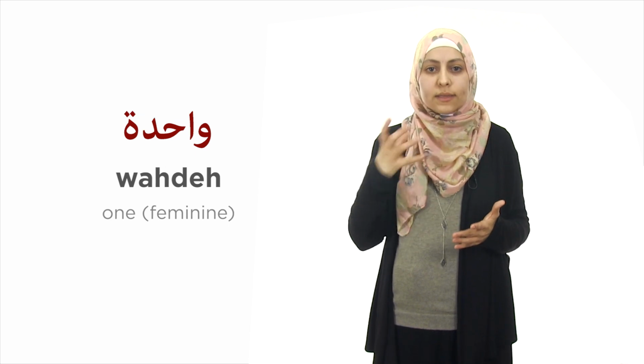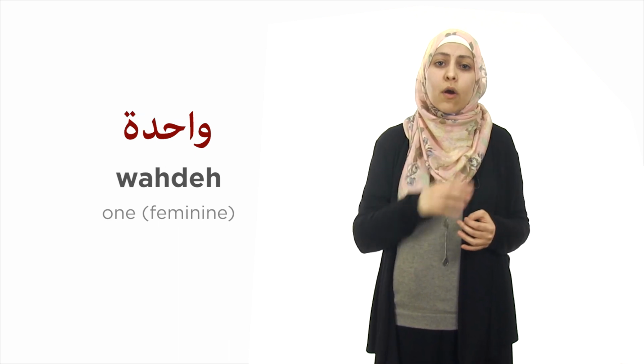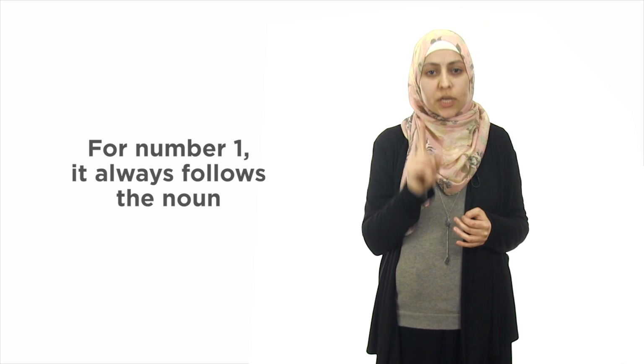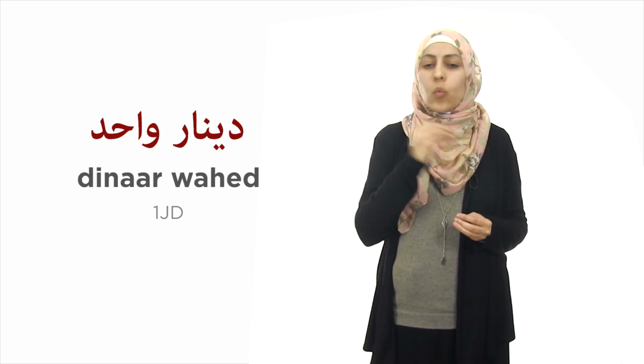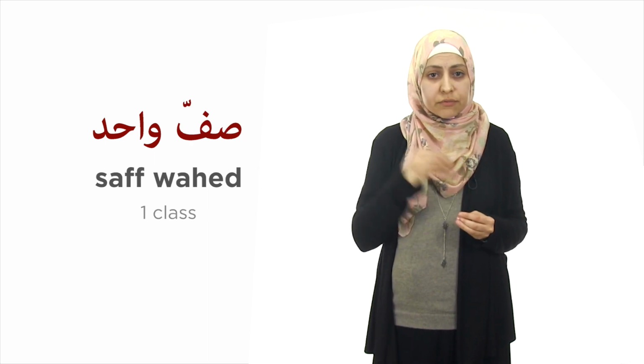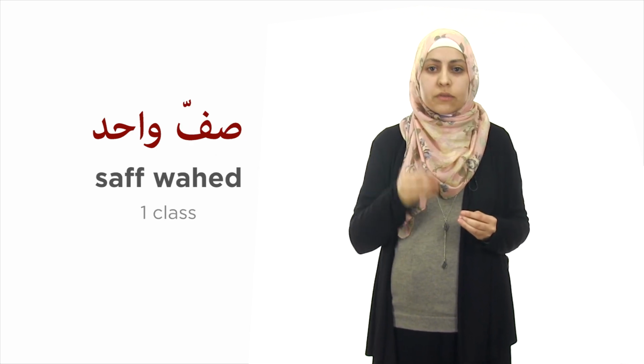Now let's move on and talk about how you would generally use numbers and nouns in Arabic. Now for number 1, usually people tend not to use the actual number 1, when they refer to something singular. But if you're using that, make sure that the wahad or wahde, that's the feminine version, it always follows the noun. So 1 JD is technically dinar wahad, okay? 1 class, for example, that is صف واحد. 1 female teacher, أستاذة واحدة, so on and so forth.